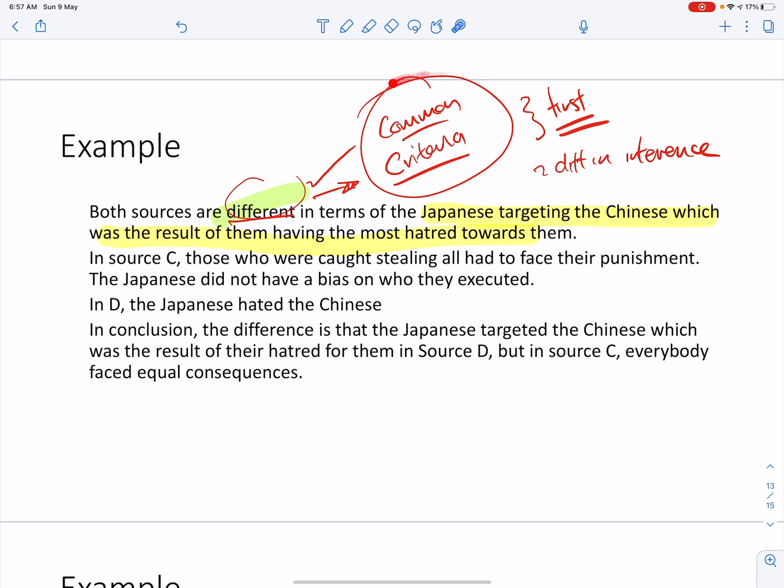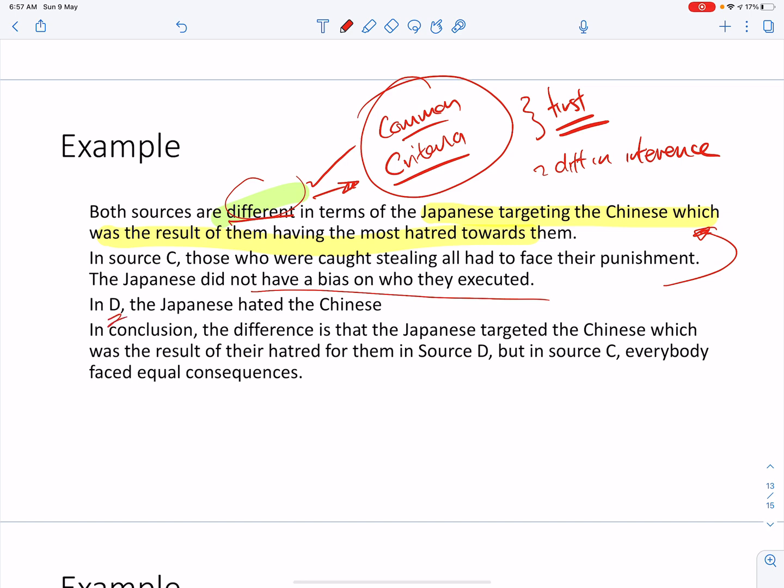in the first line. Give me the common criteria first, then give me your difference in the inferences based on this same common criteria. So in source C, those who were caught stealing had to face punishment. The Japanese did not have bias on who they executed. So how exactly does this line here relate to the line you wrote in front? Again, everything must be based on the first line that you wrote.